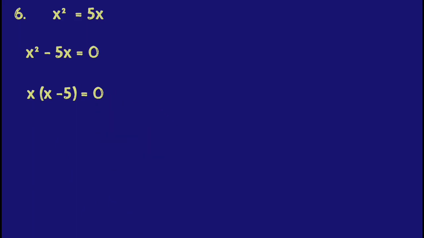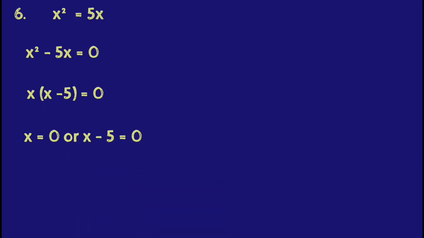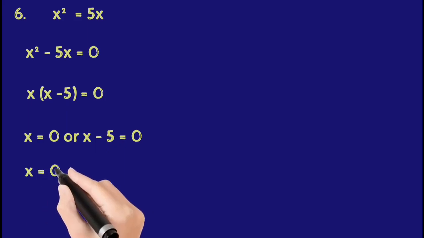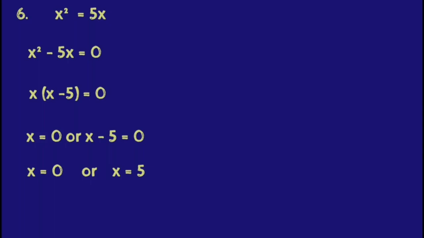This now means we've got our two factors on the left hand side multiplying each other to give us 0. x is one of them, x minus 5 is the other one. So this now means that either x equals 0 or x minus 5 is equal to 0. We can now solve the simple linear equation, x minus 5 equal to 0, and therefore we have solved this equation: x equals 0 or x equals 5.